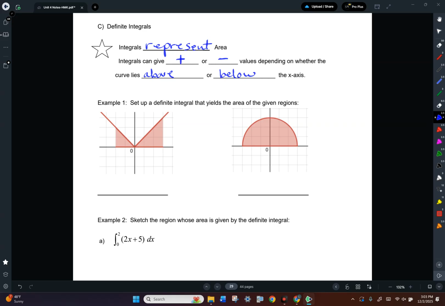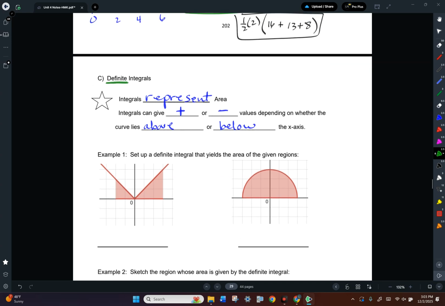Now, I want to talk about something else that I haven't mentioned yet, this idea of a definite integral. We've never called them definite integrals. The reason we're going to now start calling them definite integrals is because when I set up my integral symbol, whatever I might be integrating, let's say I'm integrating f of x, now I'm going to give it definite boundaries. And so I'm going to say the integral from a to b.